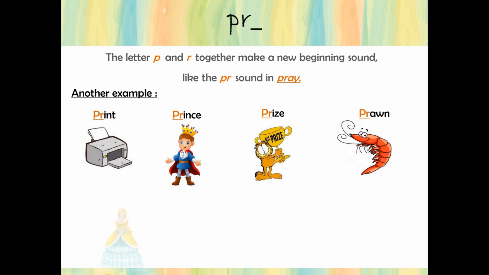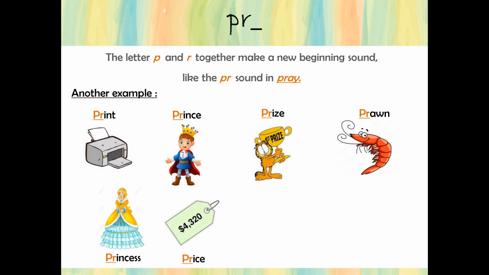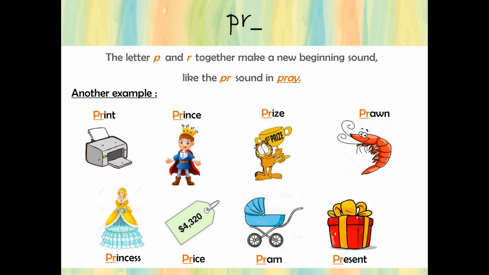Also like the pr sound in princess, price, pram, and present. So all of the words in these slides start with the sound pr. The sound pr is made up of letter P and R. Well friends, those are our 6 beginning blends that we study for today.